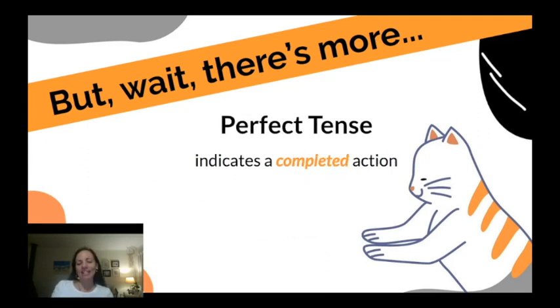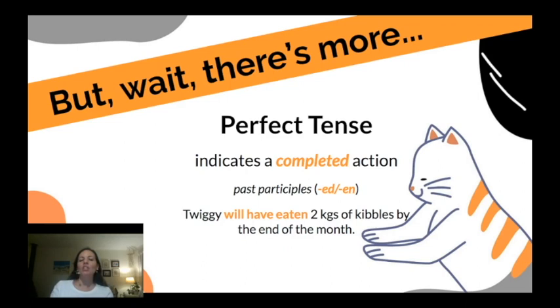The perfect tense indicates a completed action. So for this, I make use of my past participle, and those are verbs ending in ed and en. Twiggy will have eaten 2 kgs of kibbles by the end of the month. This shows a completed action that will occur in the future.